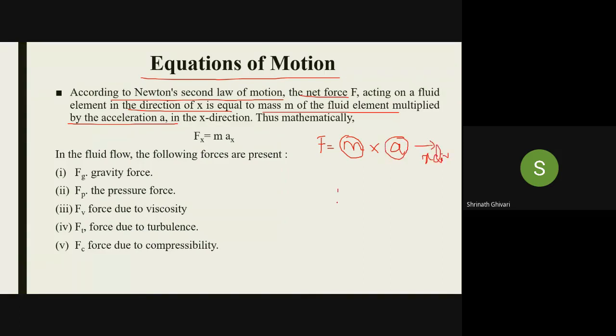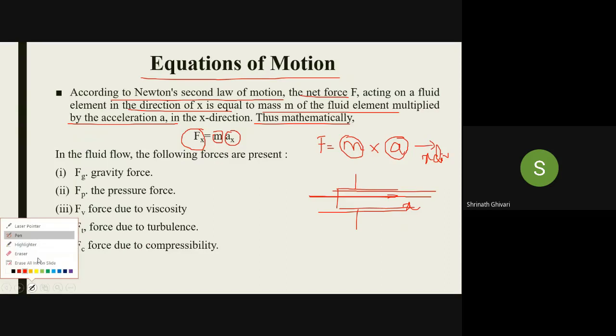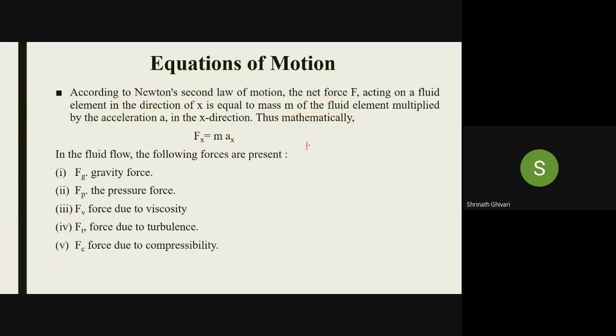In x direction, the fluid may flow in one direction, but whenever it is flowing, we are considering parallel to the pipe. If I consider like this, it is flowing in x direction, for example. Thus mathematically we are saying that force acting in x direction is equal to mass of the fluid into acceleration of the fluid in x direction. This is just an example; it doesn't always flow in x direction. I'm giving you a direction, magnitude and direction both. So force is equal to m into a in x. Based on this only, we are going to find out the forces which are acting on a fluid flow.